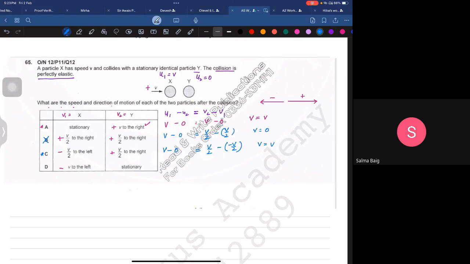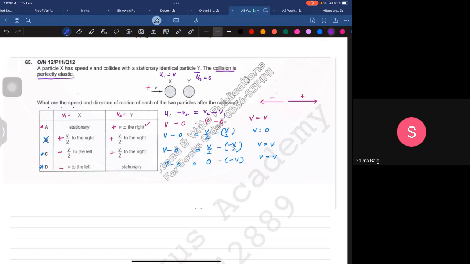Okay. Now check D. In D, you have V minus 0 initially. Then V2 is 0 minus V because it goes to the left. So you can see it is also V equals V, which means this is also a correct answer according to our equation. Now we got three correct answers and one wrong answer. What to do now?